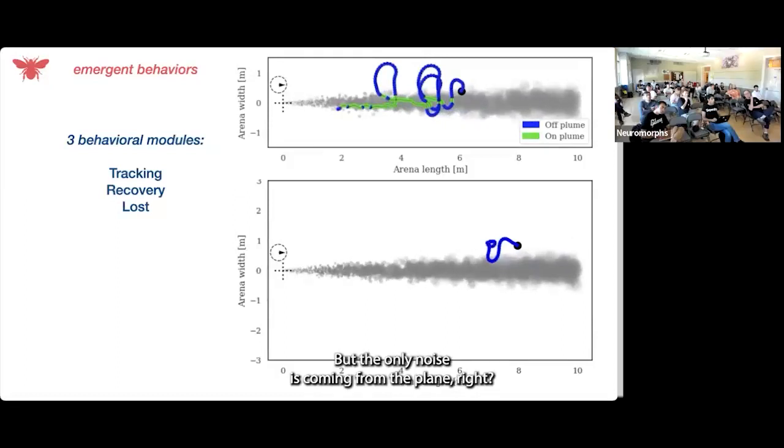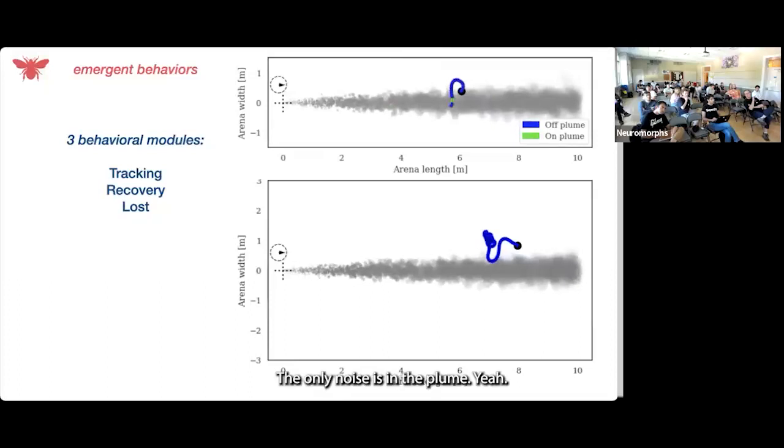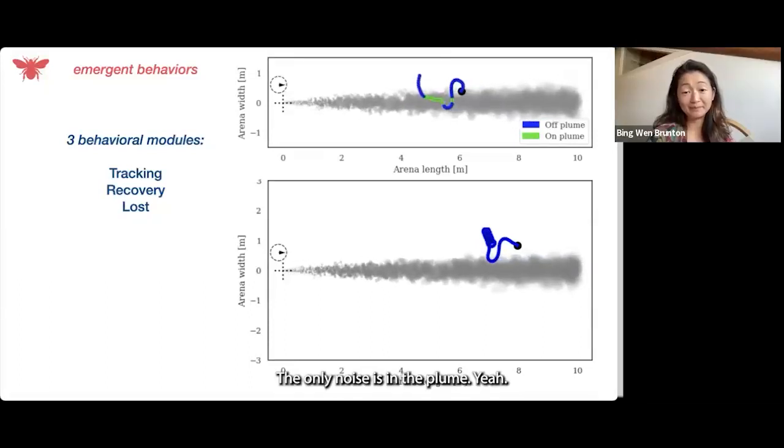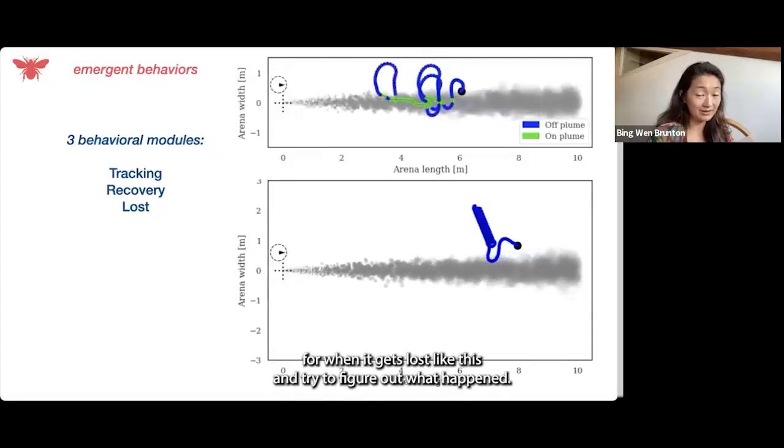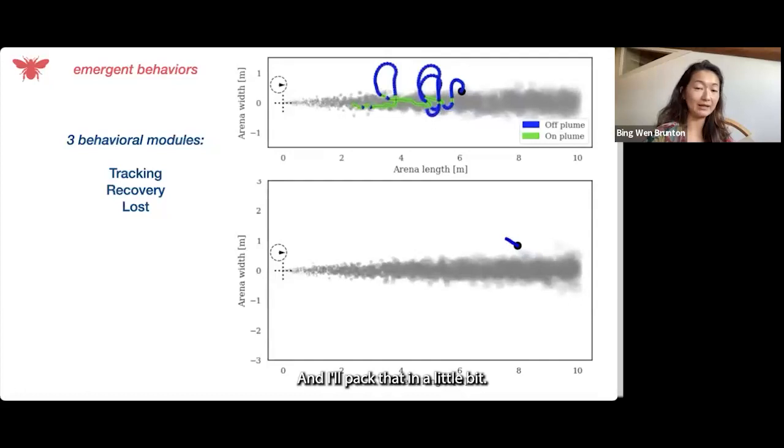But the only noise is coming from the plume, right? The only noise is in the plume? That is correct. The only noise is in the plume. Yeah. The plume is quite stochastic. We can look underneath and look at the neurodynamics of the RNN for when it gets lost like this and try to figure out what happened. And I'll unpack that in a little bit.